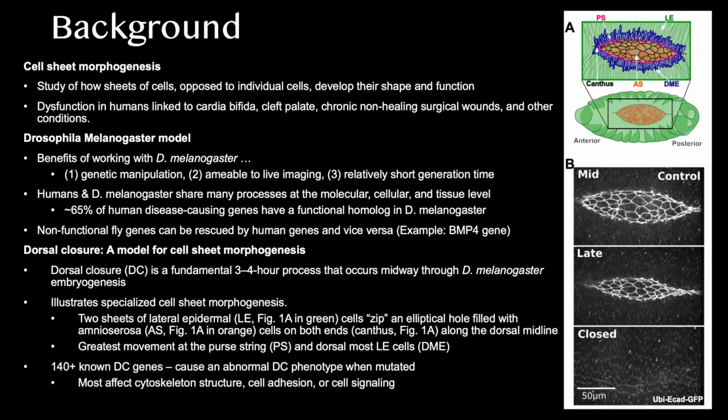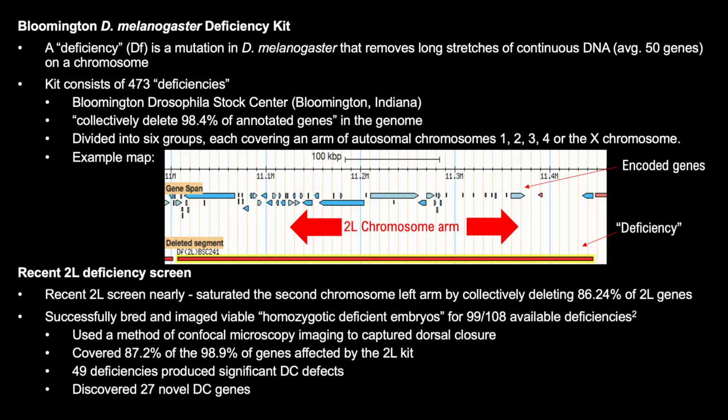abnormal phenotype when mutated. To study dorsal closure, I used a Bloomington D. melanogaster deficiency kit, which is essentially a collection of genetically modified flies. To be more specific, a deficiency is a mutation in D. melanogaster that removes long stretches of continuous DNA on a chromosome. The kit consists of 473 deficiencies, or genetically modified flies, that collectively delete 98.4% of annotated genes in the D.